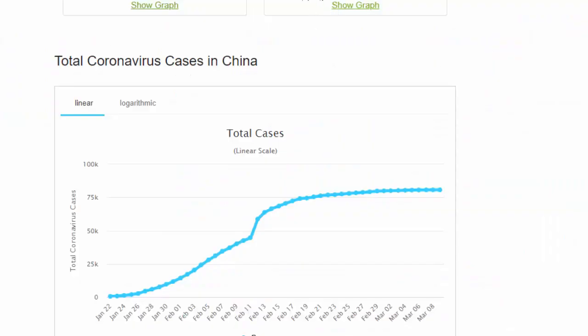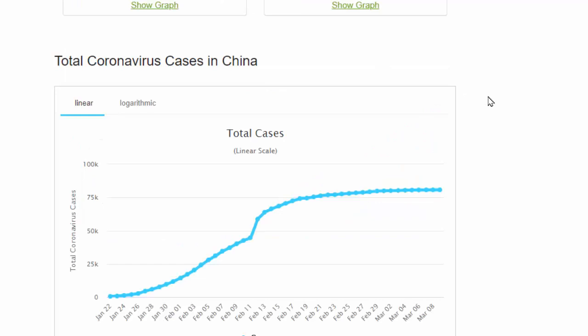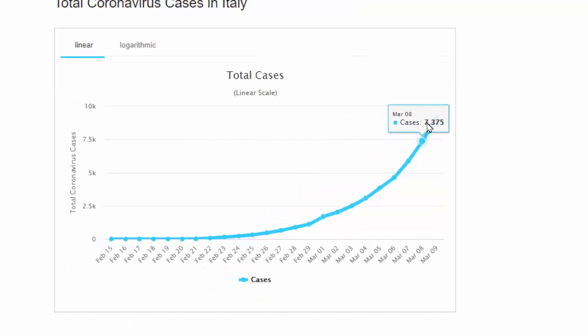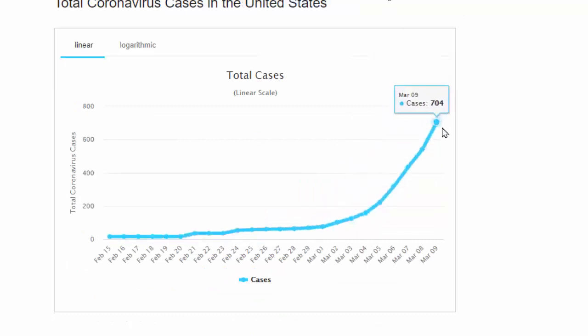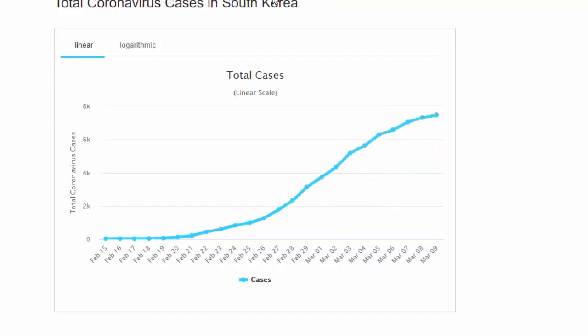Again, this isn't meant to panic, because we have seen where South Korea and China are able to kind of control this in their own ways, and how Italy is struggling with this in the same way that the US is going to be as well. So we can look to Italy for our future, or we can look to South Korea for our future, depending on how much action we take and how careful we are about this.